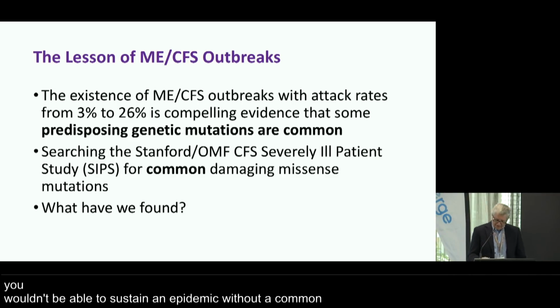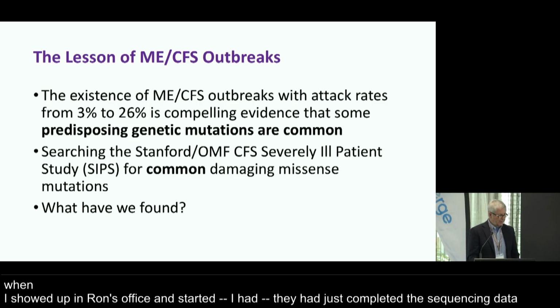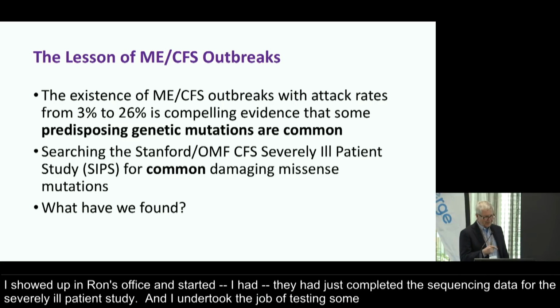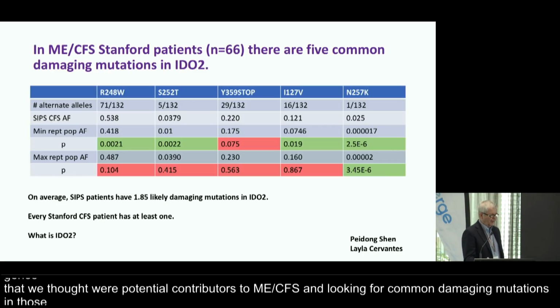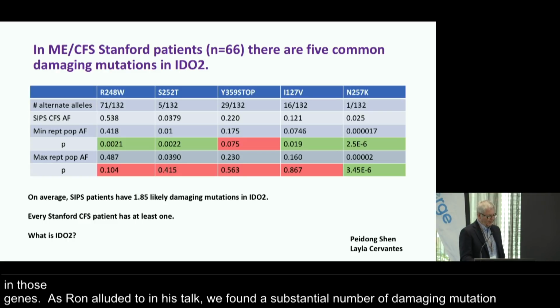And so when I showed up in Ron's office, they had just completed the sequencing data for the severely ill patient study, and I undertook the job of testing some hypotheses, that is, by taking genes that we thought were potential contributors to ME/CFS and looking for common damaging mutations in those genes. And as Ron alluded to in his talk, we found a substantial number of damaging mutations in a particular gene, IDO2.